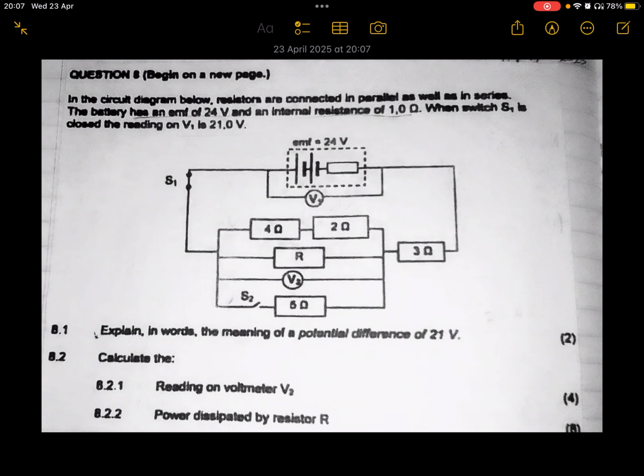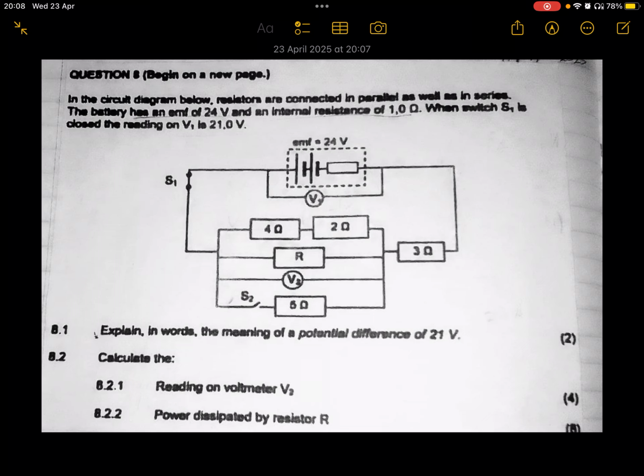Okay, hello. I've just been given this question and I have to quickly run through it and see how I can work it out. Right, it's an electric circuit. I don't know which grade, but I think it's grade 12 since I see there's internal resistance.